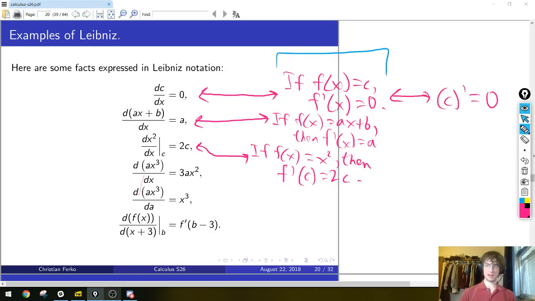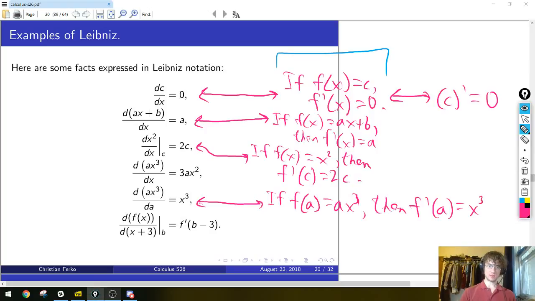Here's how you express, maybe I'll write this one out just to be totally clear. This one is different because the prime statement would be if f of a is ax cubed, then f prime of a is x cubed. So this is how Leibniz notation tells you what is a dummy and what's a constant. Here a is the dummy, so we apply the power rule, a to the first power, and simply get the slope x cubed.